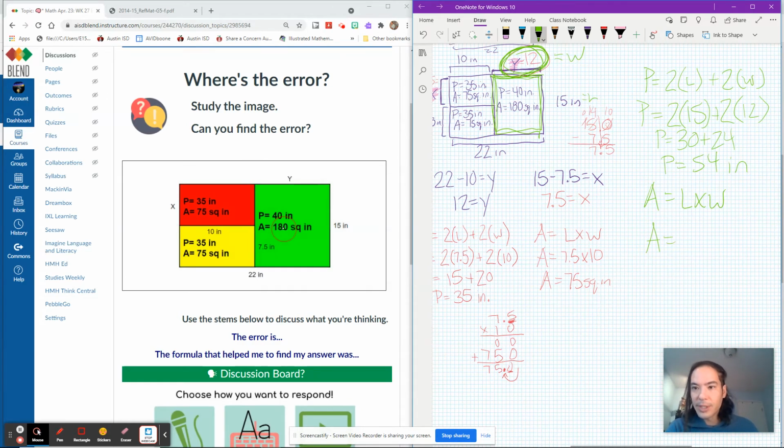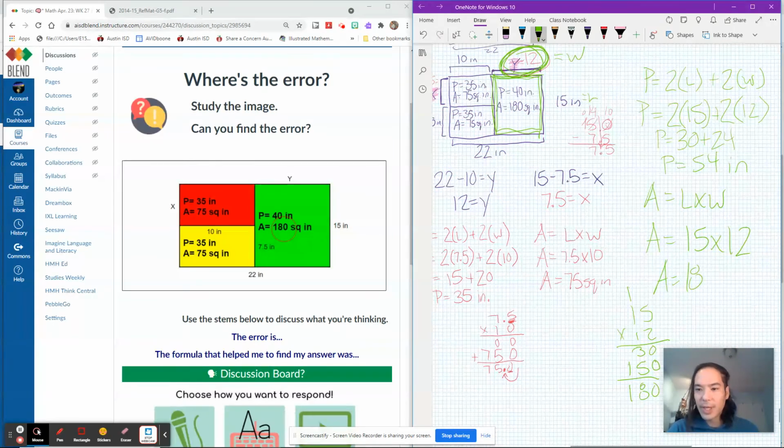Area is equal to length times width. Once again, our length was 15 and our width was 12. So if I do 15 times 12: 2 times 5 is 10, carry the 1. 2 times 1 is 2, plus 1 is 3. Second line, ones place, 0. So important. 1 times 5 is 5, 1 times 1 is 1. We add that together, and you get 180. So our area is equal to 180 square inches. So that part is correct.